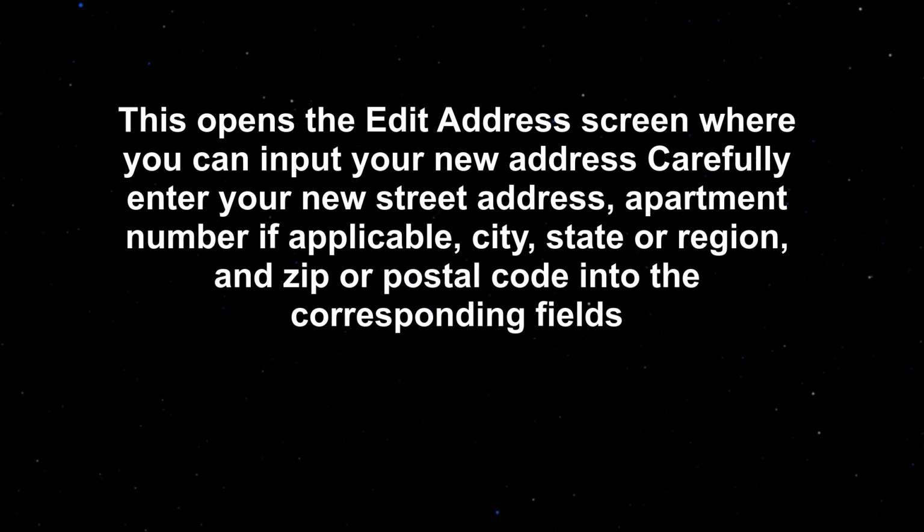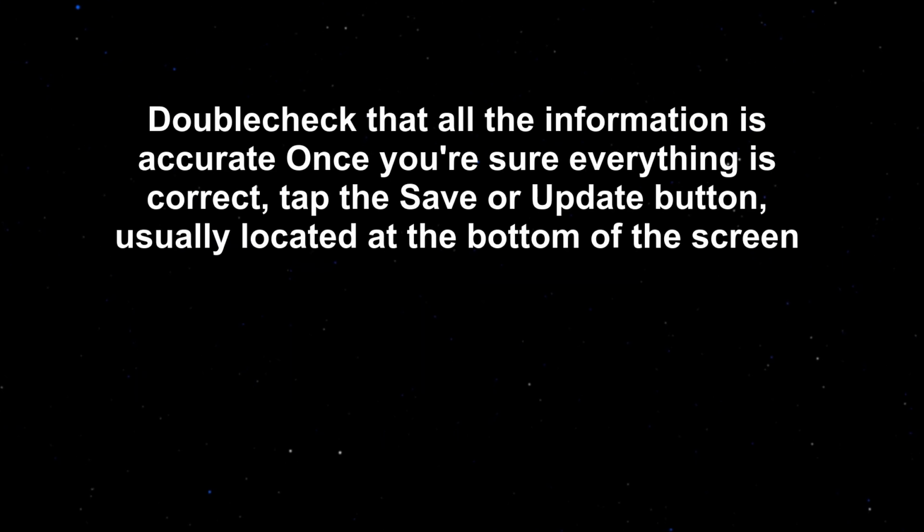Carefully enter your new street address, apartment number if applicable, city, state or region, and zip or postal code into the corresponding fields. Double-check that all the information is accurate. Once you're sure everything is correct, tap the Save or Update button, usually located at the bottom of the screen.